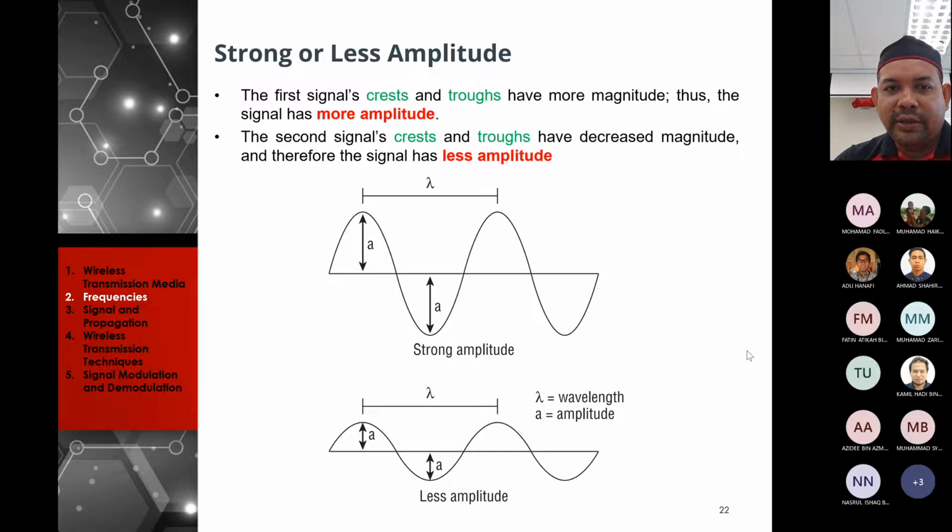Okay. So the first signal, the crest and trough have more magnitude, so the signal has more amplitude. The second signal's crest and trough have decreased magnitude, and therefore the signal has less amplitude.